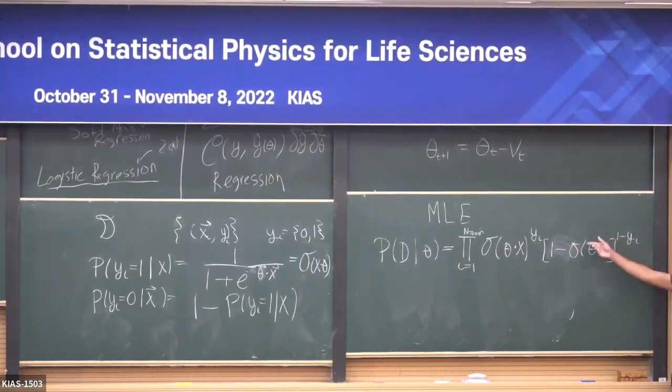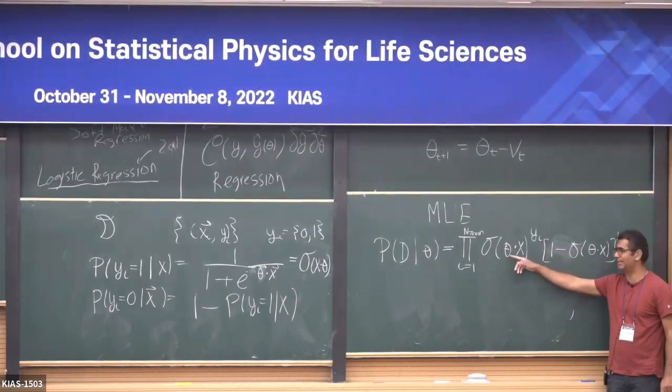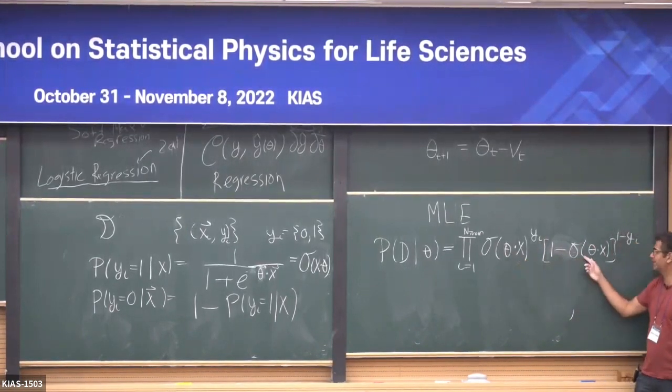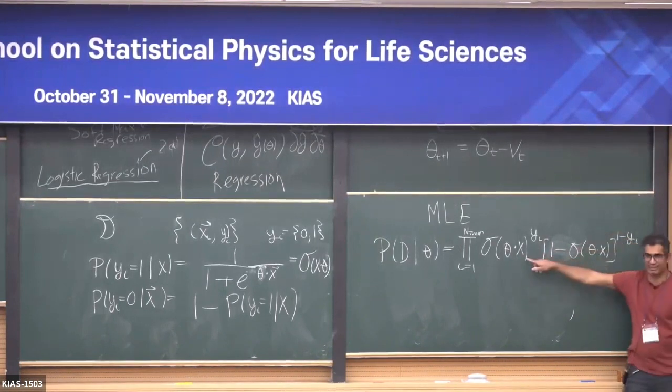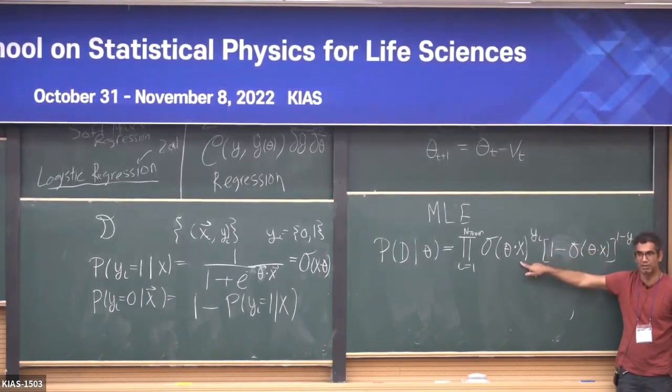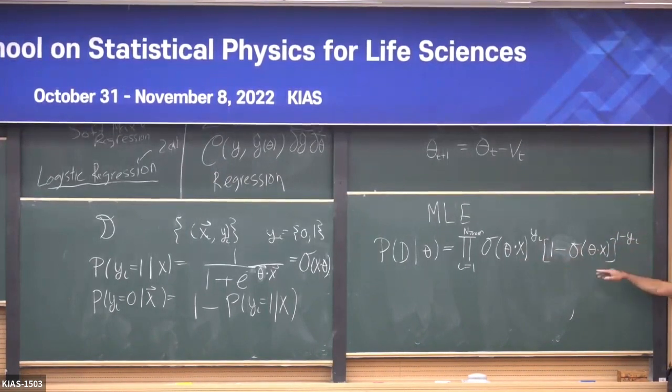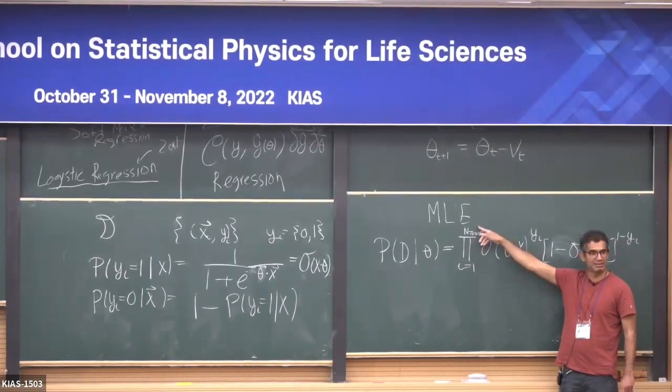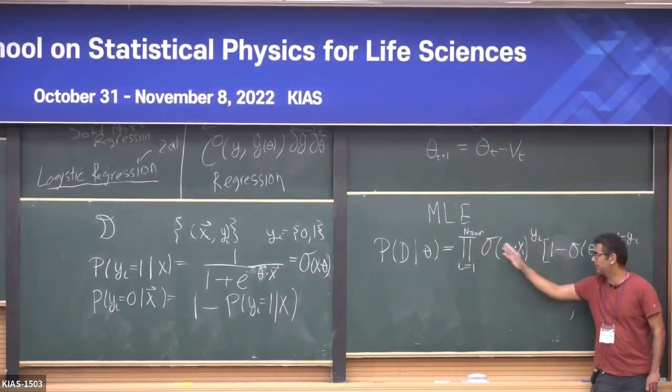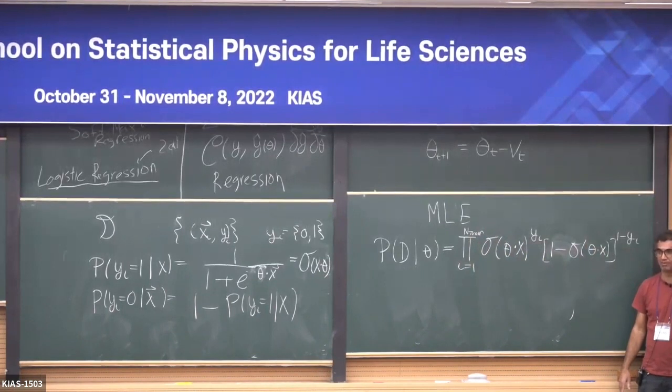Why? Because yi is either 0 or 1. So the probability to observe a data point is either sigma or 1 minus sigma, and you see one of these terms is always 1. Because if yi is equal to 1, then I only get this thing, the probability yi equals 1. But if yi is equal to 0, then this disappears and I only get this term. And since the data points are all independent, the probability of the data set is just the product over each data point. But what I usually do is I don't work with likelihoods, I work with log likelihoods.